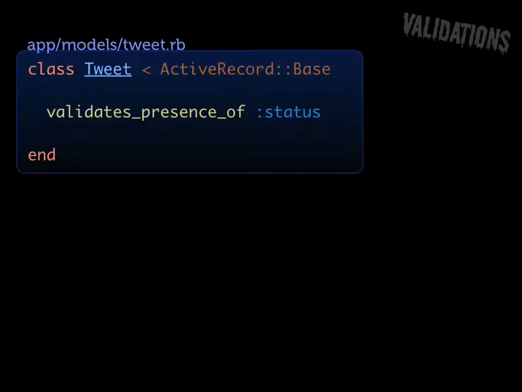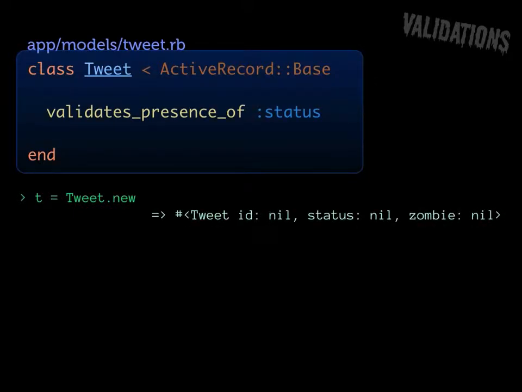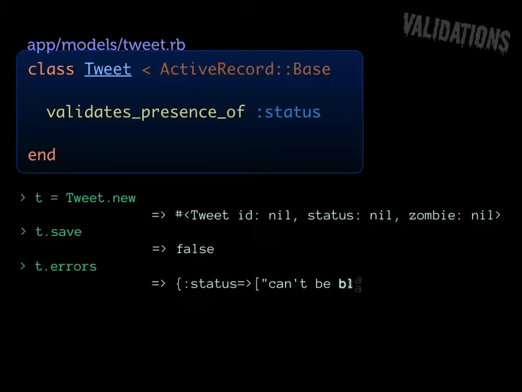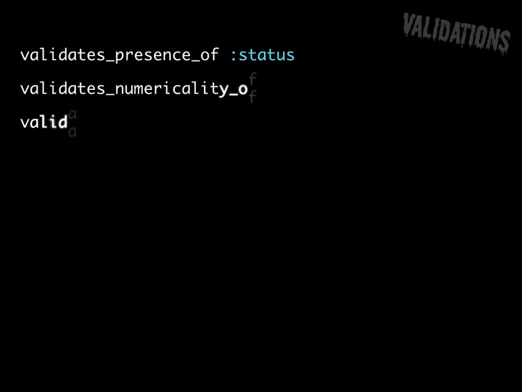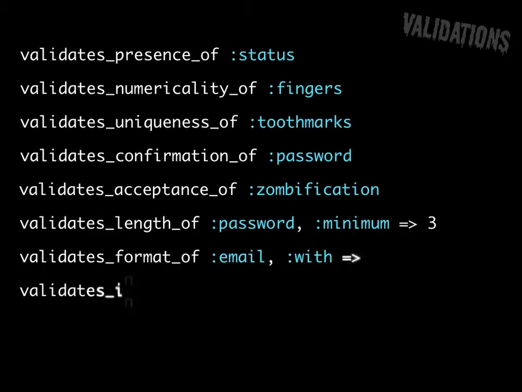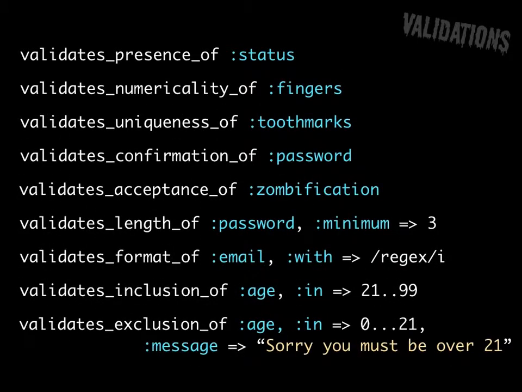If we were to test out this new class, if we did t = Tweet.new, we would get back a new tweet object. It hasn't been saved yet. We'll call t.save on it. It's going to return false because it was unable to save it to the database because that validation did not pass. If we call t.errors, we can get back a hash of the errors that came back. And if we call t.errors[:status] for that particular key, we can get back just that particular error. Rails by default comes with a ton of validations that you can use, from numericality to validating uniqueness, confirmation, acceptance, length of, format, etc., etc.